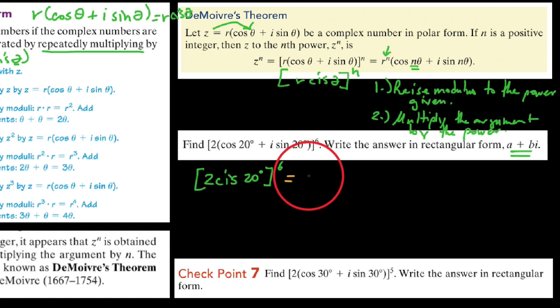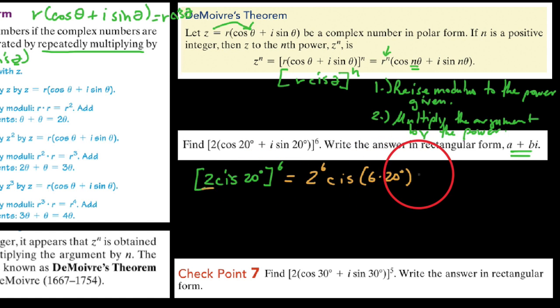So according to DeMoivre's theorem, we're going to take our value of r here, and we're going to raise it to the nth power because we would have taken 2 times itself 6 times. And then with our argument here, since we would have added 20 to itself 6 times, we're going to say n times whatever that theta is right there.